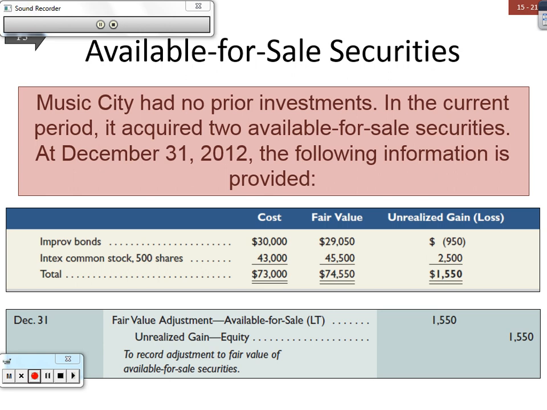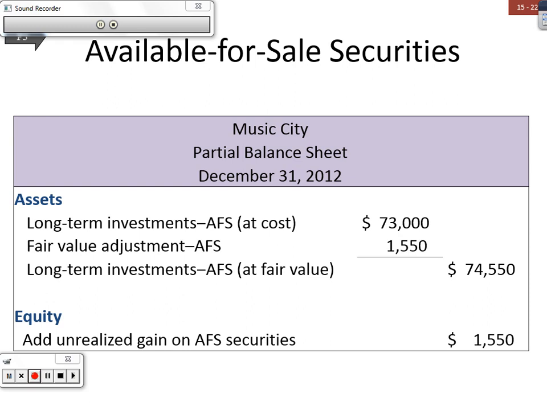Down here, this journal entry is just showing the fair value adjustment, which is the difference between the improv bonds' unrealized gain or loss and the common stock's unrealized gain or loss. A debit to fair value adjustment, available for sale, long term, that's what LT means, $1,550, and a credit to unrealized gain equity for that same amount. This shows you that portion of the balance sheet, because on a normal balance sheet you've seen up until this point, you probably have not seen things like long-term investment, fair value adjustment, short-term, etc.